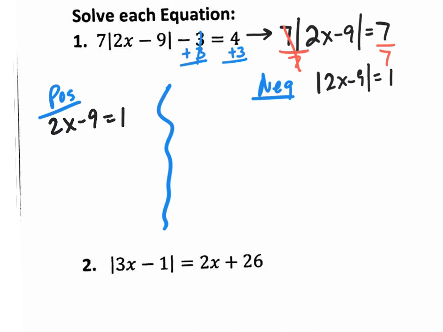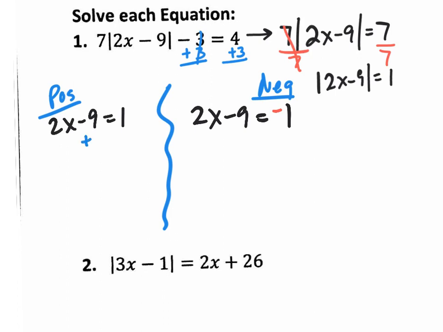For the negative situation, we end up with just the exact same thing, but let's flip the 1. I mean, not flip the 1, but change the sign of the 1. So it's going to be exactly the same, 2x minus 9, but change that 1 to a negative 1. I'll even put the negative in red so you could see that actual change. So that's your two situations. You need to solve both and get both answers.